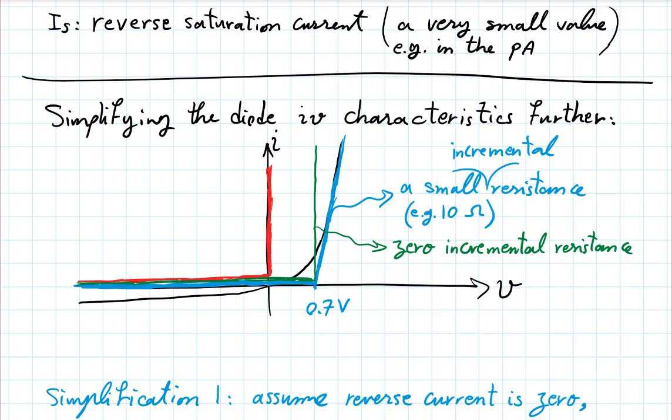8, 2 to the power of 3. Each diode can be on or off. So that circuit is essentially in one of 8 different possibilities. How do you know which one? You have to solve for all 8.